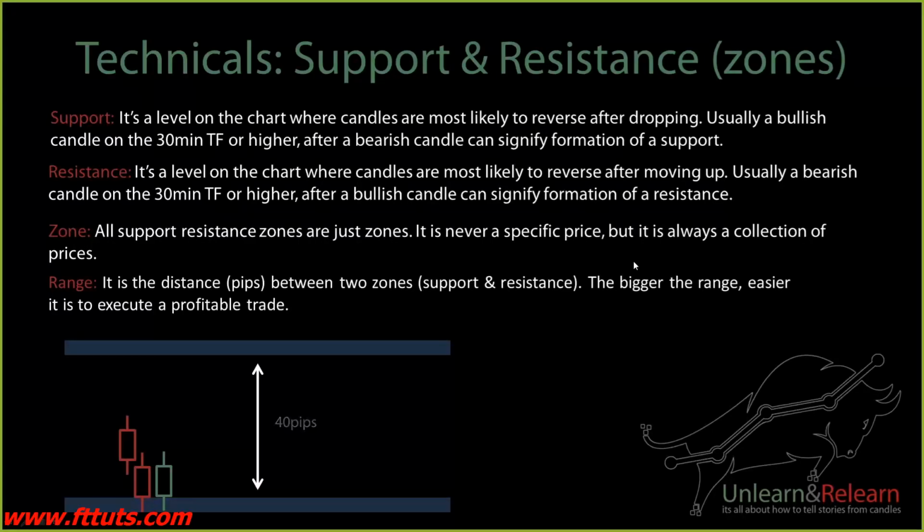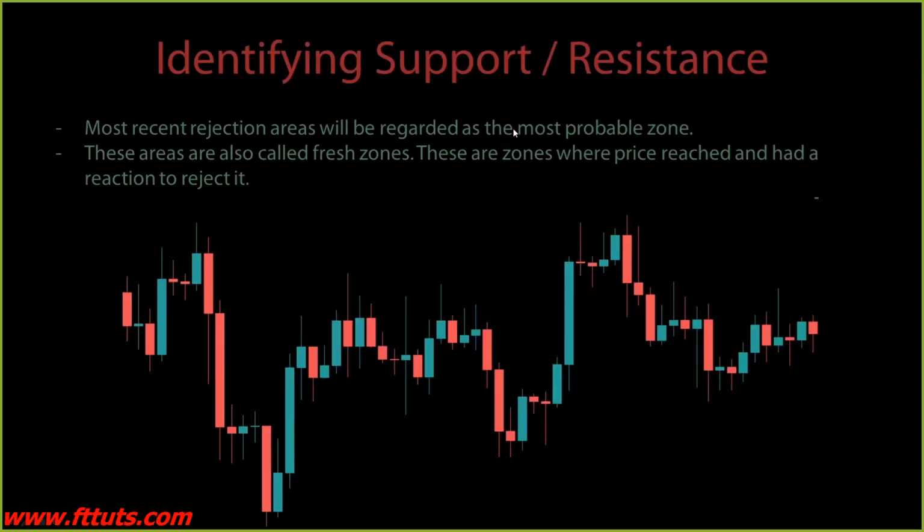All right, so let's continue on towards identifying support resistance. So basically, most recent rejection areas will be regarded as the most probable zones, right?